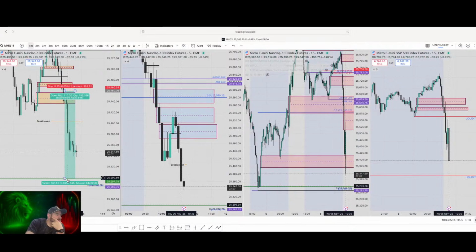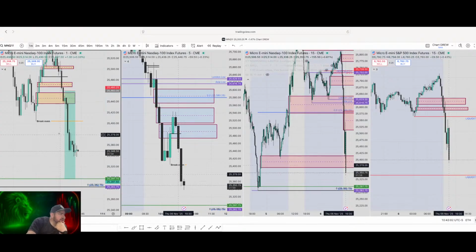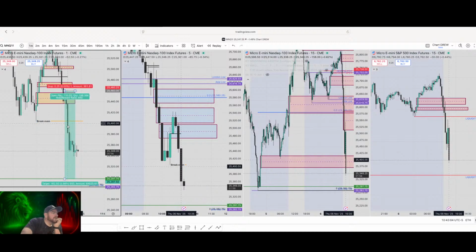So already up about 450 ticks on this trade right now. Seeing if we can get this. We took the majority out here. One break even there. See if we can get the rest a little bit. Get 650 ticks on it.